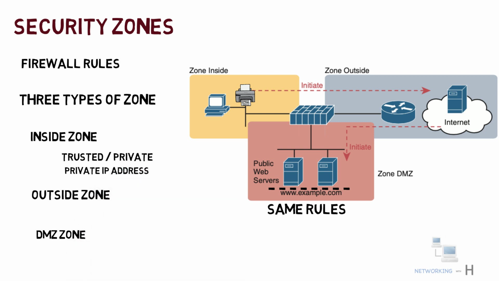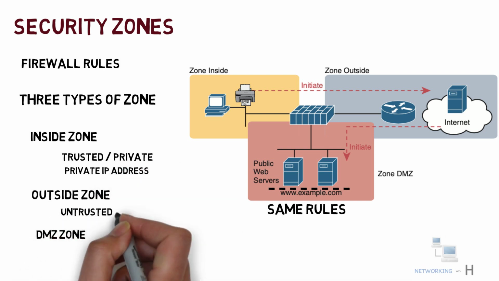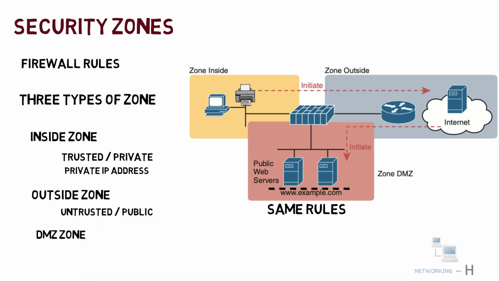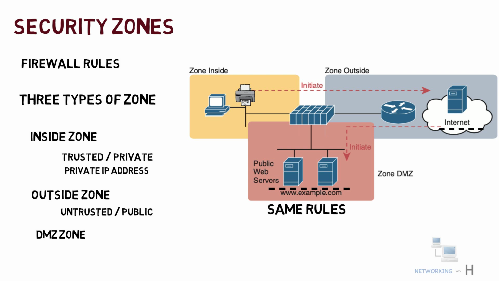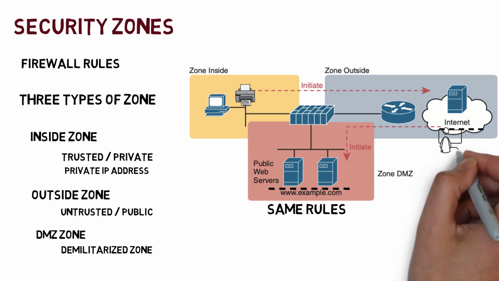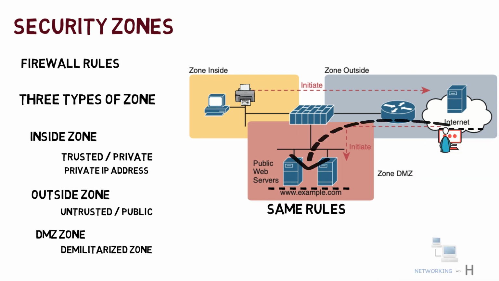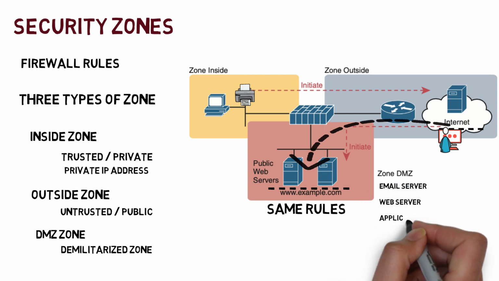The outside or untrusted zone is also called the public zone. This zone is considered to be outside the control of an organization and can be thought of as simply the public internet. The third basic security zone is called the demilitarized zone. Resources in the DMZ require external access from the outside zone. It is common to see public-facing servers in the DMZ, such as email server, web server, and application server.